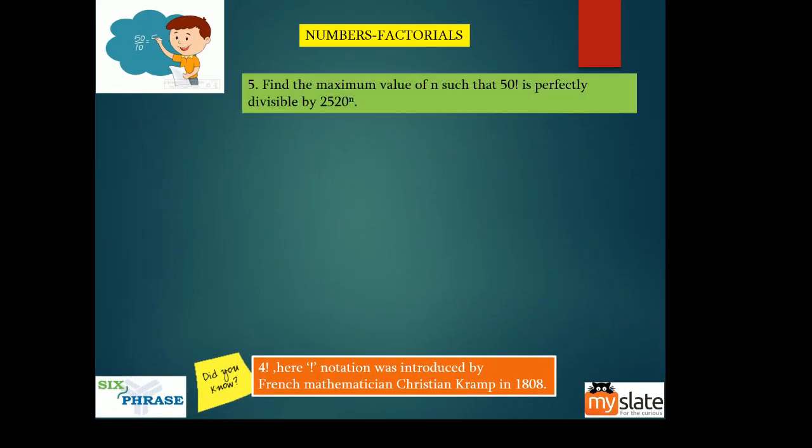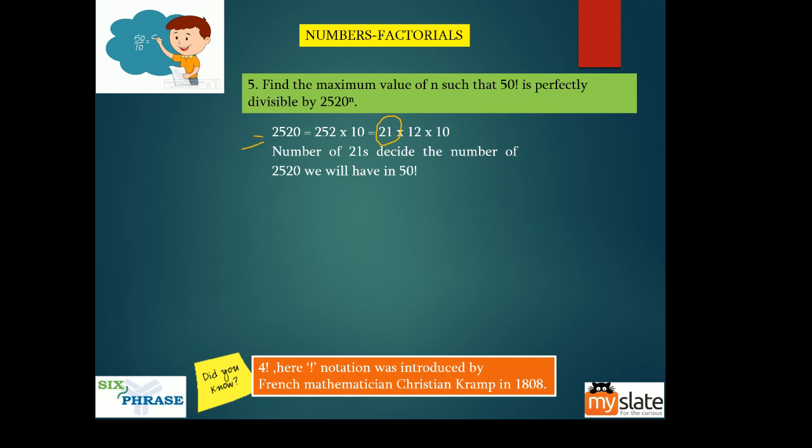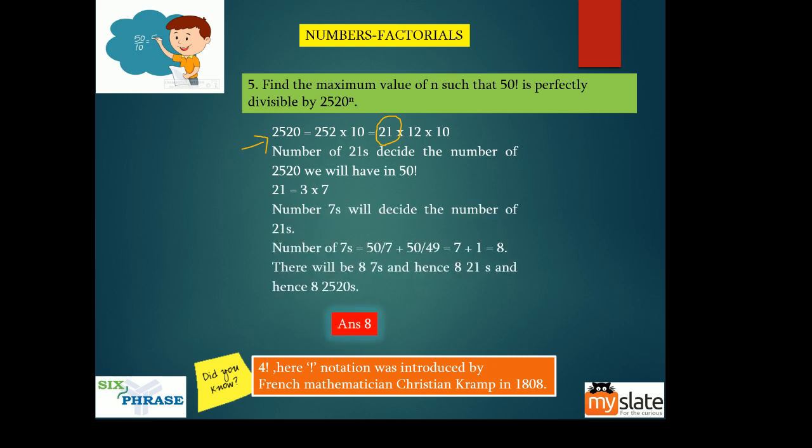Find the maximum value of n such that 50 factorial is perfectly divisible by 2520 power n. It is the same thing. Split up 2520, you will get 21 into 12 into 10, and as always you have to find the largest number's power. You find how many 21s are there in this number, that is your answer. All this we already know. If you have to find the number of 21s, it is sufficient if you find the number of sevens. How do you find the number of sevens? 50 by 7, so you know this, right? So the answer is 8. Just go through this, you will understand it.